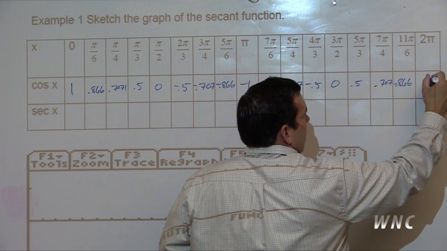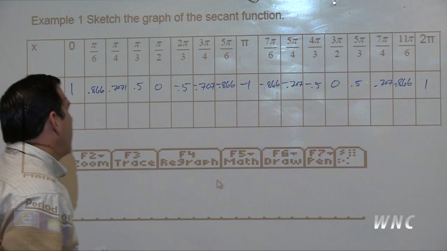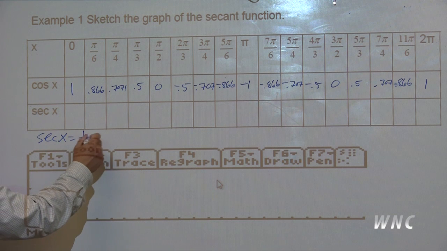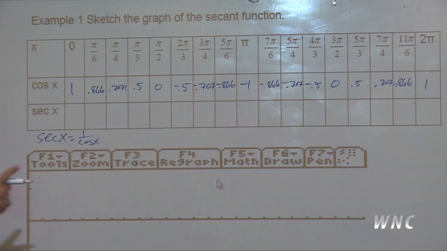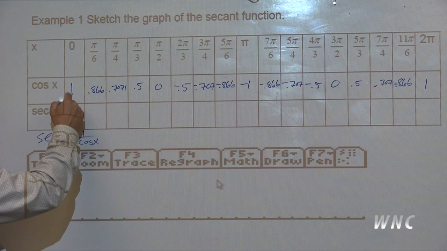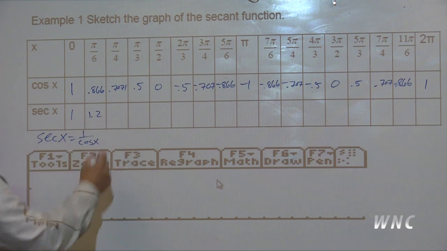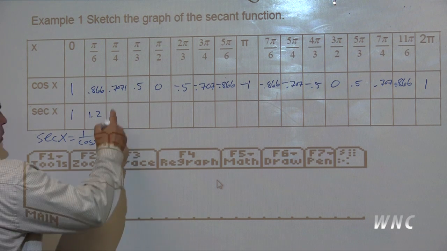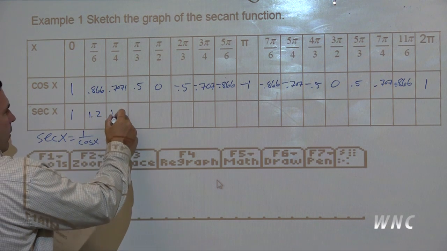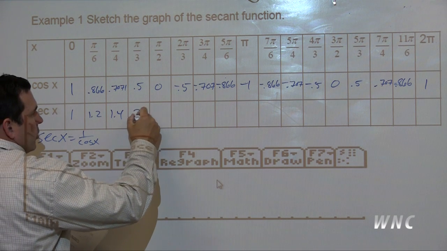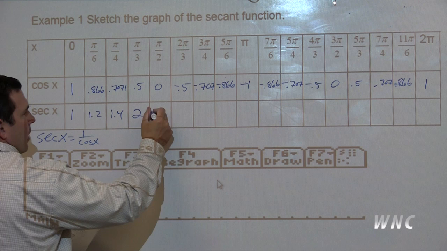0.866, and 1. Now remember that secant is 1 over cosine x. So it's a reciprocal. So 1 over 1 is 1. 1 over 0.866 is 1.2. I'm just going to one decimal place here. 1 over 0.707 is 1.4. 1 over 0.5 is 2. And 1 over 0 is undefined.